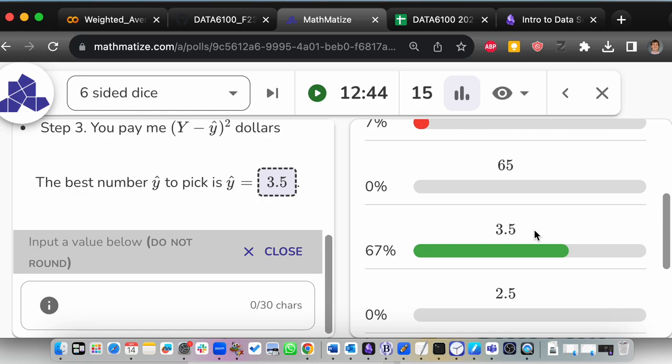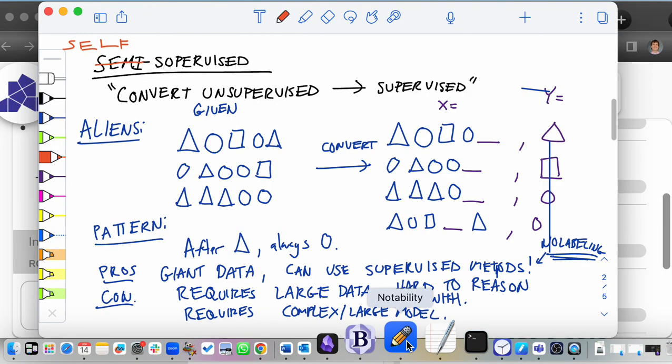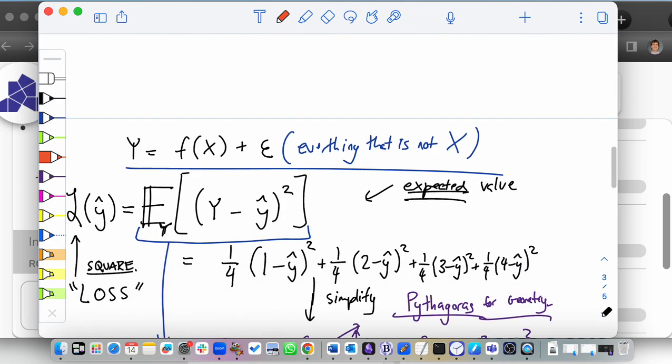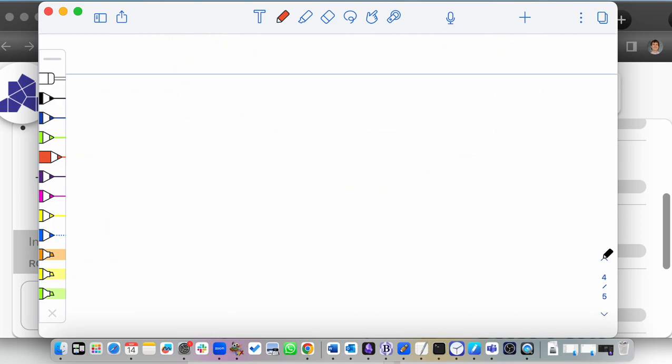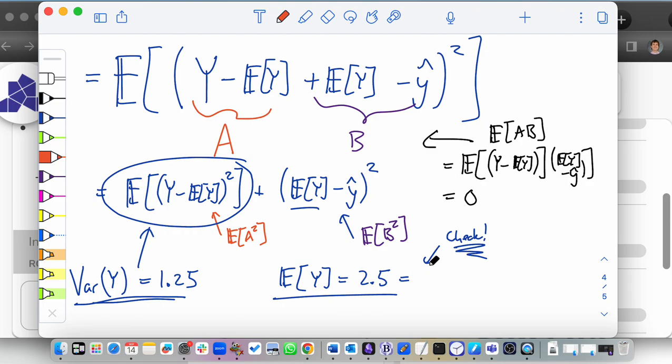Last class we did a lot of algebra, and we showed that the correct answer is, hopefully it'll be here in the blackboard. We showed that the correct answer is the expected value. So whatever the expected value of the dice is, that is the right y hat to guess. And it really comes down to this term, expected value of (y minus y hat) squared. It's a quadratic equation. You want to make it as small as possible. So which y hat should you pick? You should pick the expected value of y.